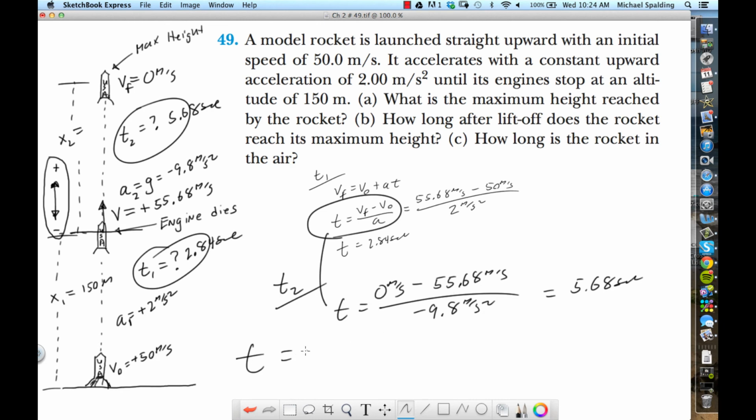So the total time, you're going to add T1 and T2, and you get 8.5. Now you can round it. 8.5, that's fine. 8.5 seconds to the top. Now, last question. How long is the rocket in the air?